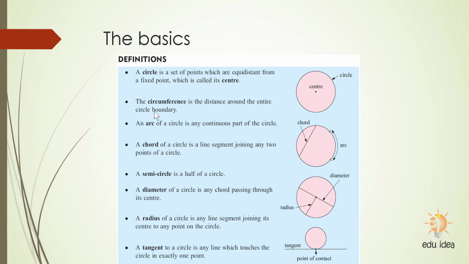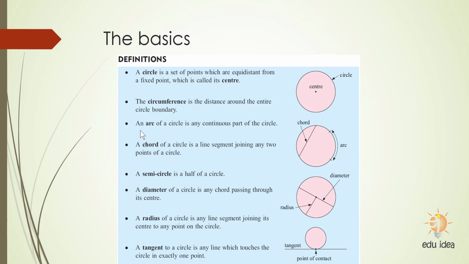The second one is the circumference, which is the distance around the entire circle boundary. So circumference is basically just perimeter. If you understand the perimeter of two-dimensional shapes, then this is the same thing. It's just a different name because it's a curve, right? So if you start from one point, go around the circle and come back to that point, that is what we call the circumference.